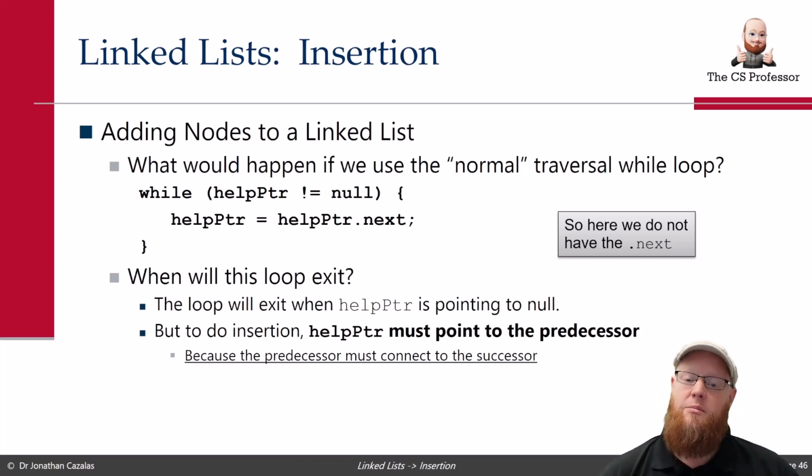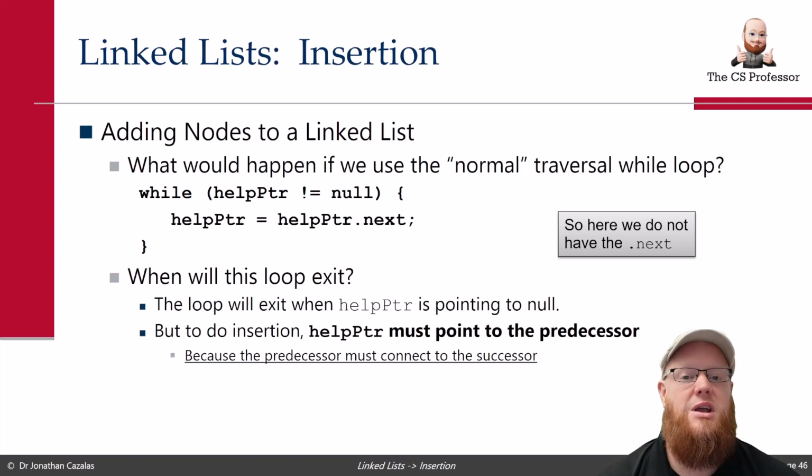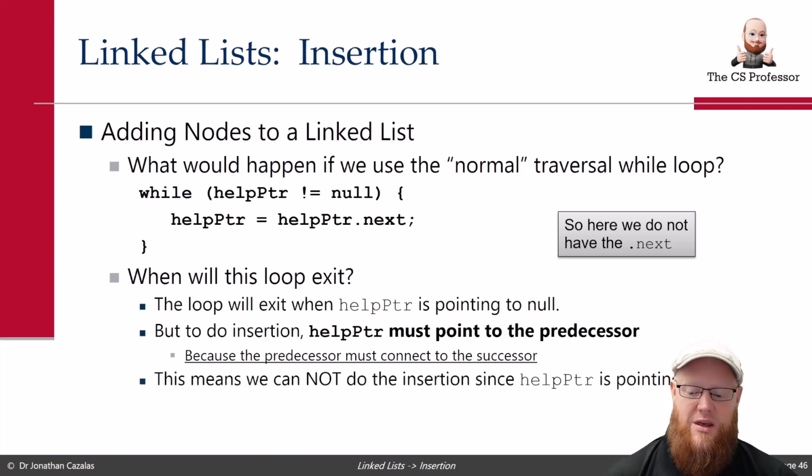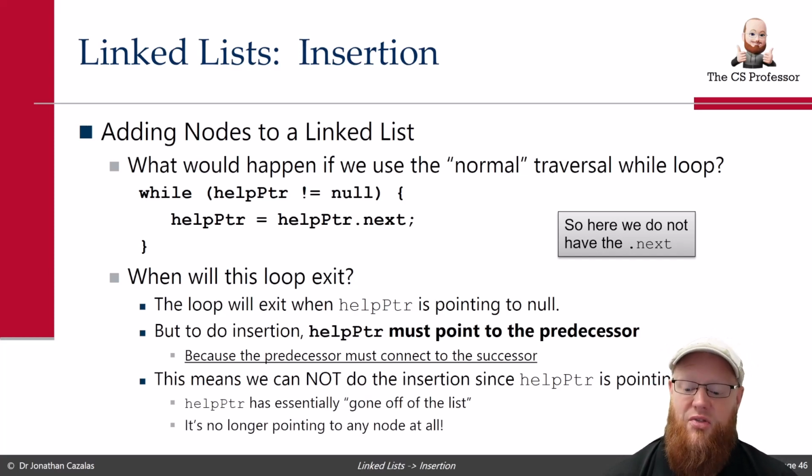Of course, why? Because the predecessor and the successor need to make some magic happen with some new references that are going to be made. So we cannot do the insertion here with this code, because help pointer is pointing to null. Help pointer effectively jumped off the list. It went off the list. That's a problem. It's not pointing to any nodes at all.